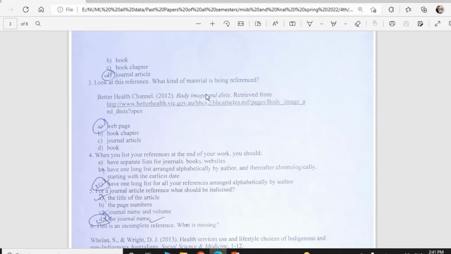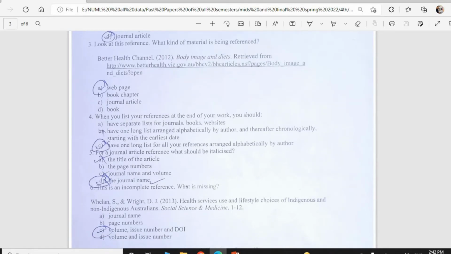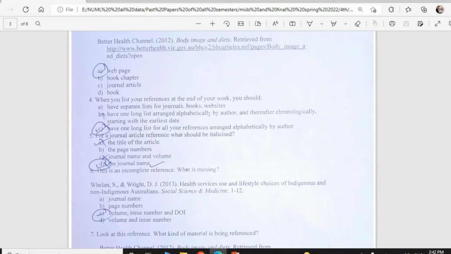So this is a reference from a web page, as the link is given, the URL, obviously http www dot. And the fourth one is: when you list your references at the end of your work, you should have one long list of all your references arranged alphabetically by author. And the fifth one is: for a journal article reference, what should be italicized? I'm not pretty sure about that. I'm confused whether the title should be italicized or the journal name. You must confirm it.